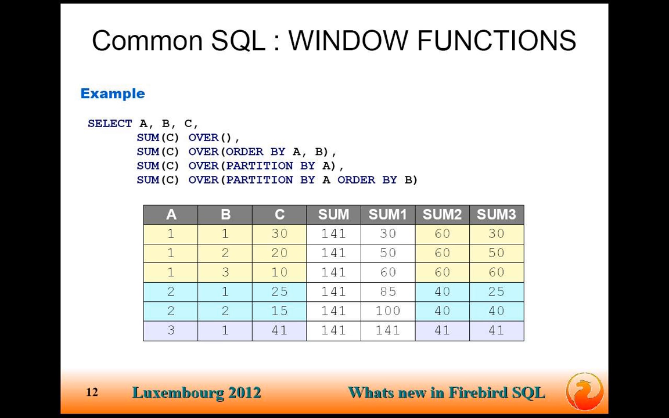And the last example is a window which is both partitioned and ordered. So we have a sum in every partition which is calculated for every partition distinctly, and we have an aggregated sum.